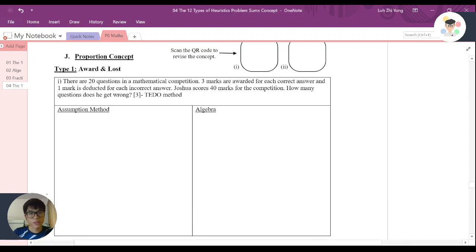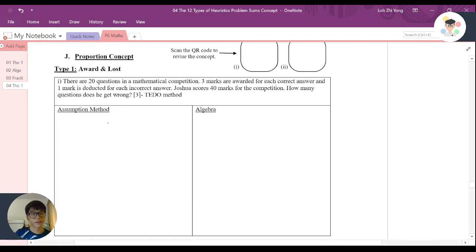Here it says that there are 20 questions in the mathematical competition. 3 marks are awarded for each correct answer, and 1 mark is deducted for each incorrect answer. Joshua scores 40 marks for the competition. How many questions does he get wrong?